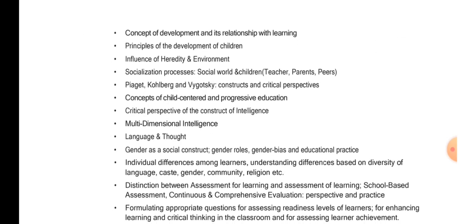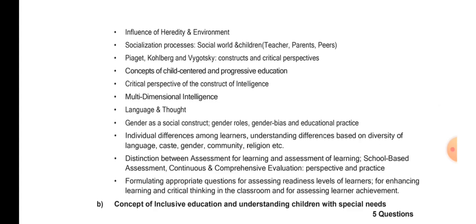Then influence of heredity and environment. See, the growth and development of the child is influenced by the heredity they have and by the environment they live in. A socialization process. So whenever you hear the word socialization, you should be very well versed with Vygotsky. So social world and children. So teacher, parents, and peers. See, when we live in a society, we interact with the people in and around us, right? Like teachers, parents, peers. Now see, Piaget, Kohlberg, and Vygotsky constructs and critical perspective.